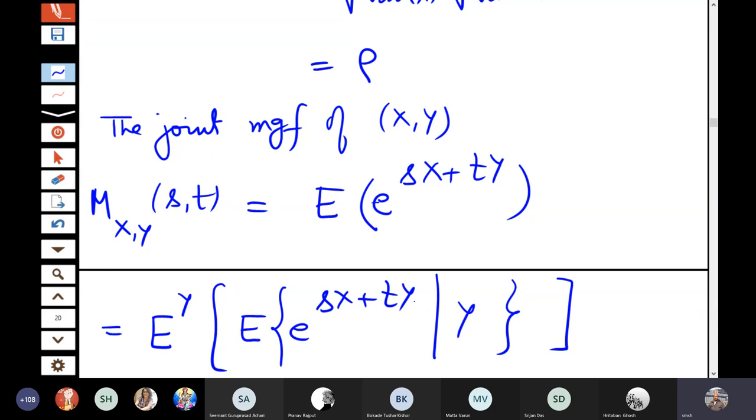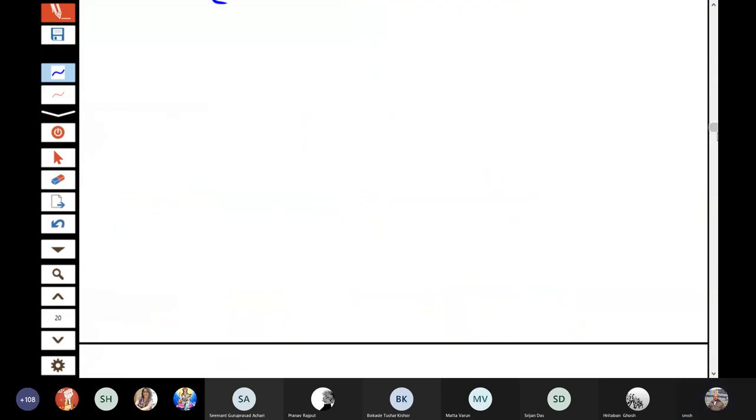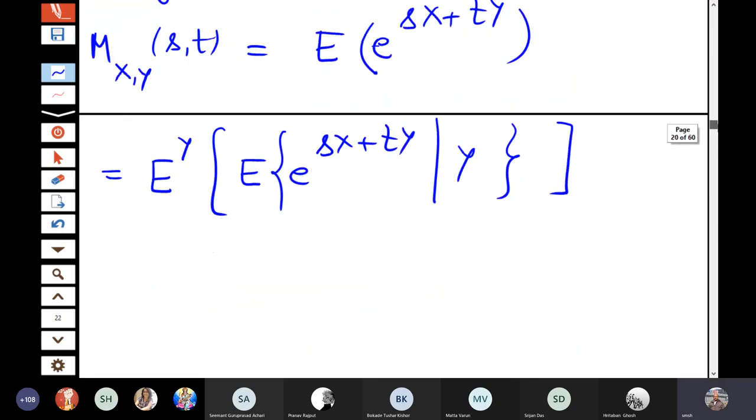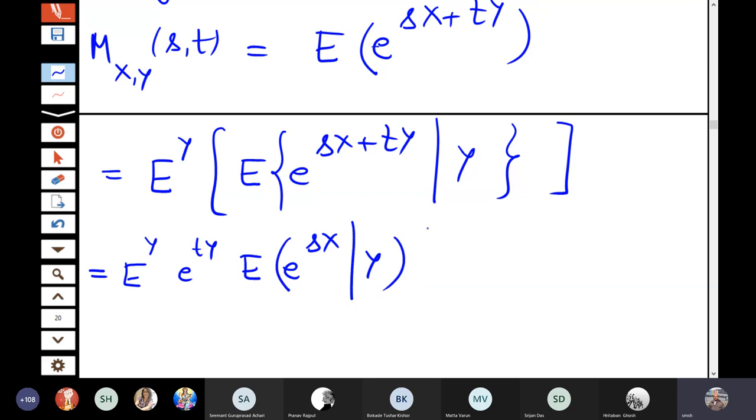The second expectation is with respect to the marginal of y. So this we can write as expectation of, if y is fixed, e to the power ty I can keep outside, and I get expectation of e to the power sx given y. Is this step clear? Yes, sir.